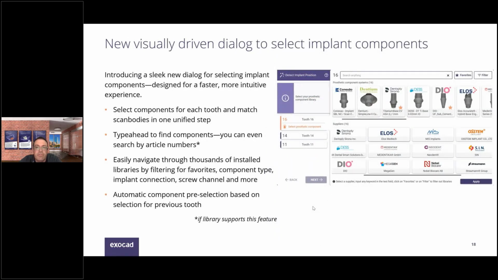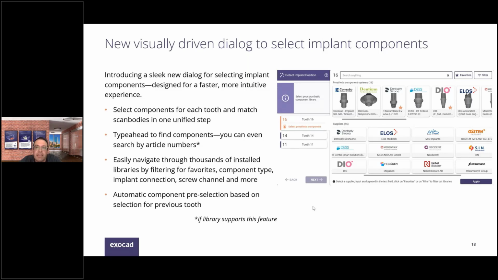This is one of my favorite improvements here. This is also in the implant workflow: the component selection dialog at the scan body step. Gone are the days that we're staring at those long lists of hundreds of components and obscure part numbers, trying to figure out what library we need for the case.